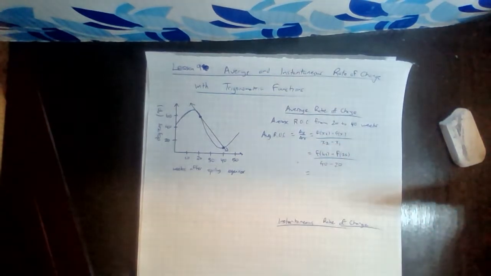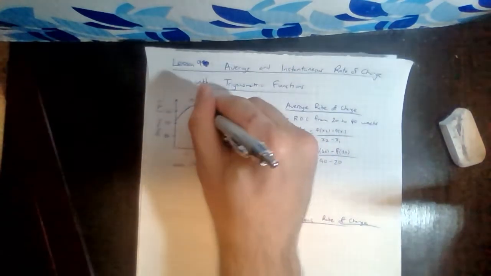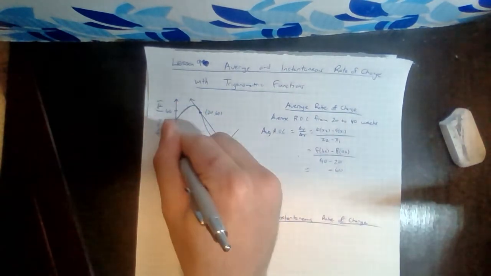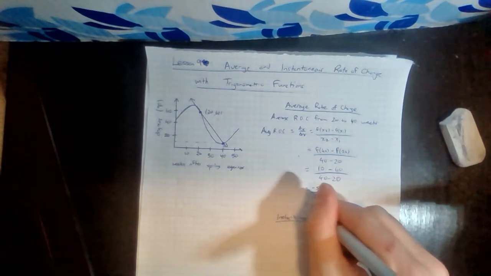We look on our function, f of 20, that's right around 60 degrees Fahrenheit after 20 weeks past the spring equinox. That's going to be our f of 20. And our f of 40, that is 10. 10 minus 60 is negative 50. 40 minus 20 is 20. So that's about negative 2.5.